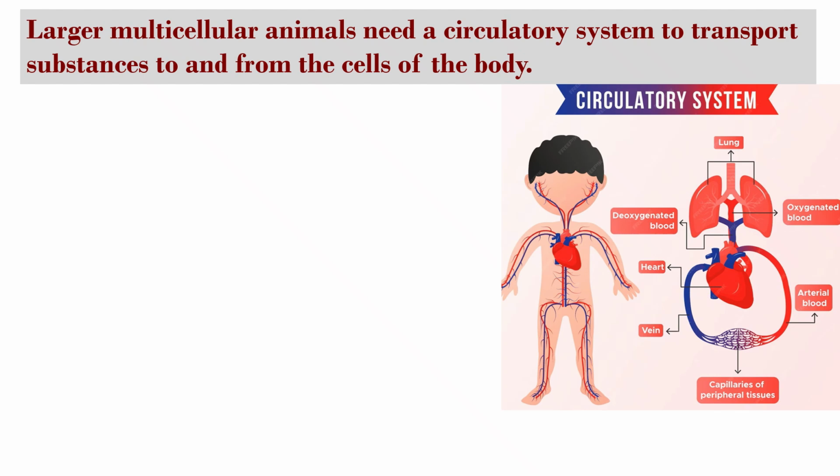Larger multicellular animals need a circulatory system to transport substances to and from the cells of the body. Your body is made of trillions of cells, and this is a huge number of cells. For all of them to get oxygen and different material, there has to be a circulatory system, a transport system, which transports substances, oxygen, food from the cells, or to the cells of the body.